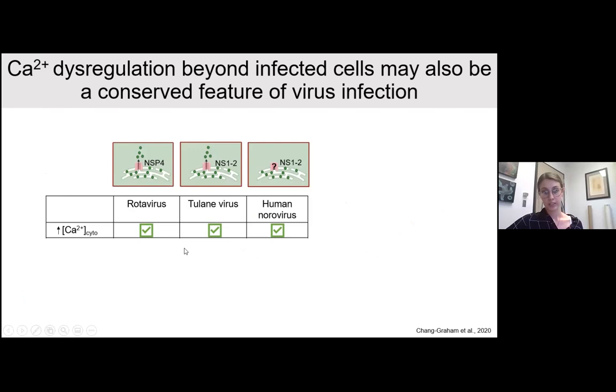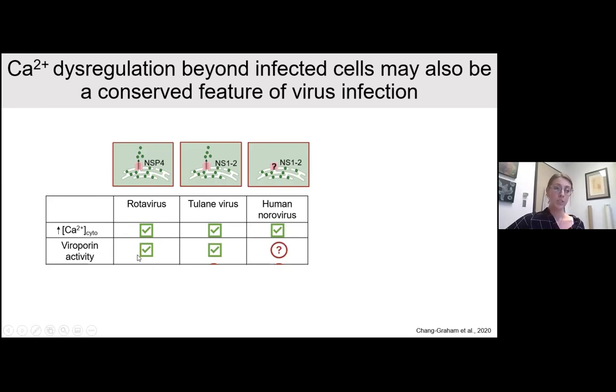So just to summarize the data that I have alluded to or shown you already, and to forecast where I'll be going with the rest of the talk: it's been long established in the literature that rotavirus infection causes significant increases in cytosolic calcium concentrations. And I've shown you data to suggest that the same is true with Tulane virus infection and human norovirus transfection. Again, it has been established that rotavirus NSP4 is an ER localized calcium conducting viroporin. And the same is true for the NS12 protein of Tulane virus, and likely also the case for human norovirus NS12.